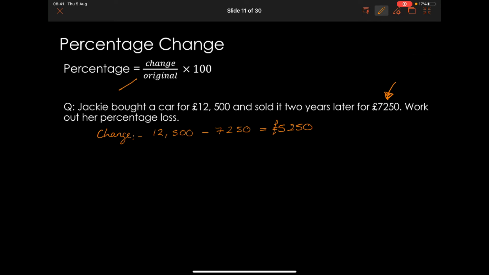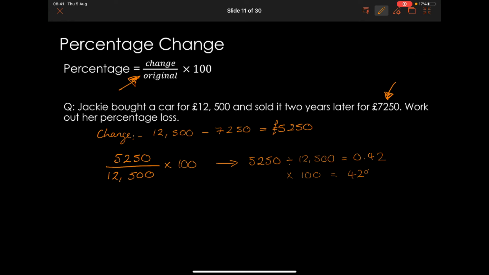What we're then going to do is just put it into our formula here. So the change is 5,250 divided by the original amount, which is 12,500, and then we'll times that by 100. So if we do 5,250 and we divide it by 12,500, that gives us 0.42. And then if we times that by 100, it will give us 42%. So that's it. She's made a loss of 42%.